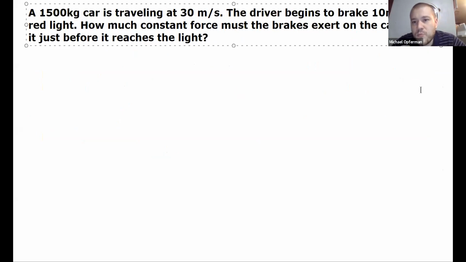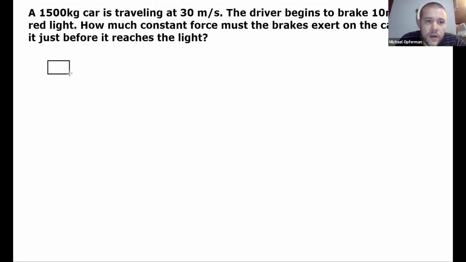The driver begins to brake 10 meters away from a red light. So how much force would the brakes have to apply to the car in order to stop it just before it reaches the red light? Okay. So step one, identify and sketch what is the initial state here, what is the final state here, what does this problem look like?